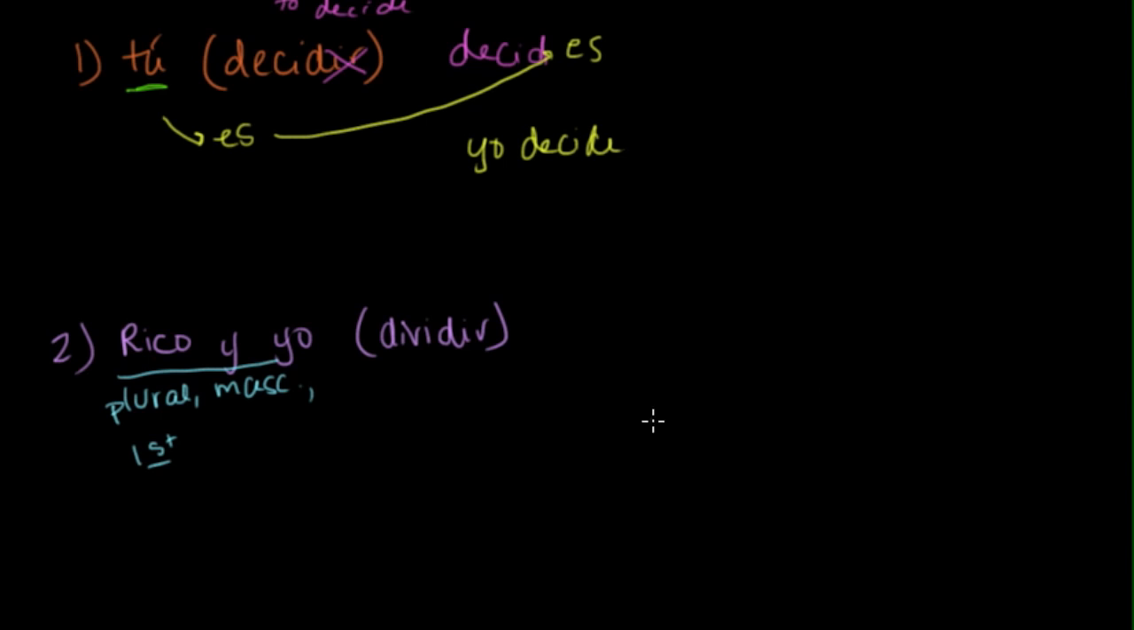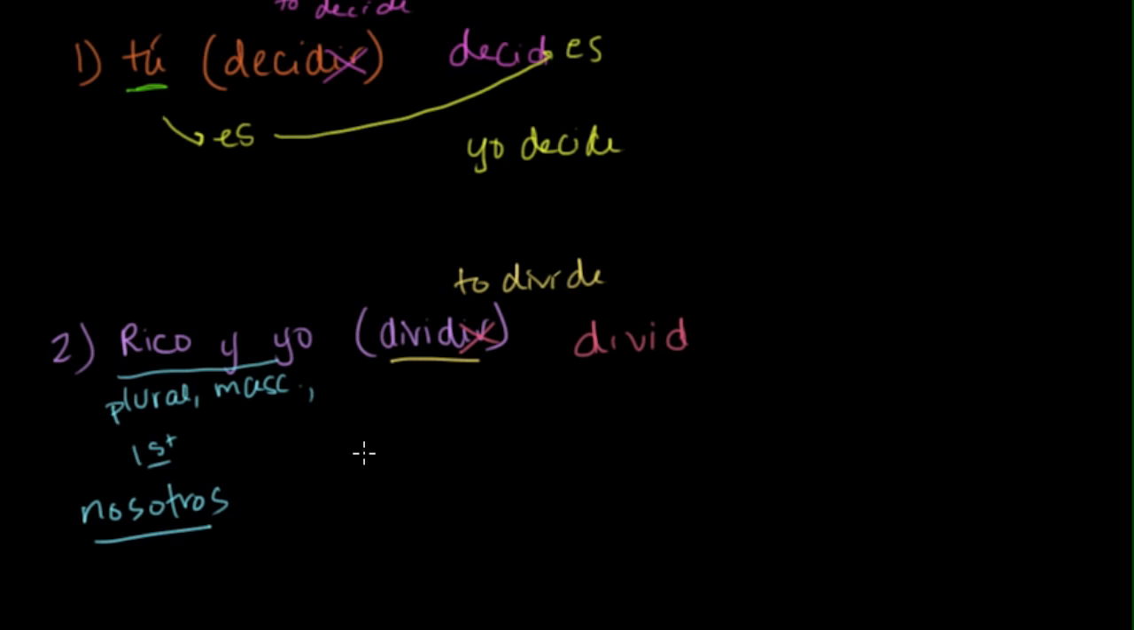Alright, so now let's look at our verb here. Oh, sorry, we didn't decide a subject pronoun. Plural first person, masculine, will be nosotros. So then, moving on to our verb, dividir, to divide, we just need to drop our infinitive ending, left with our stem, and our ending for nosotros is imos, which we add to the end, and we have dividimos. So Rico y yo dividimos, Rico and I divide.